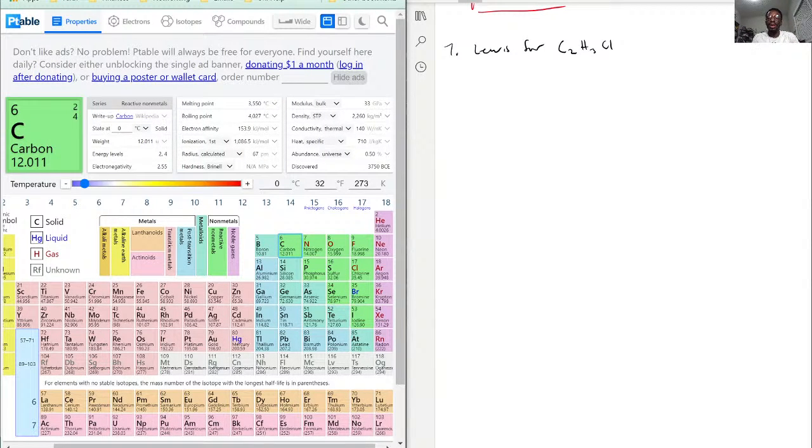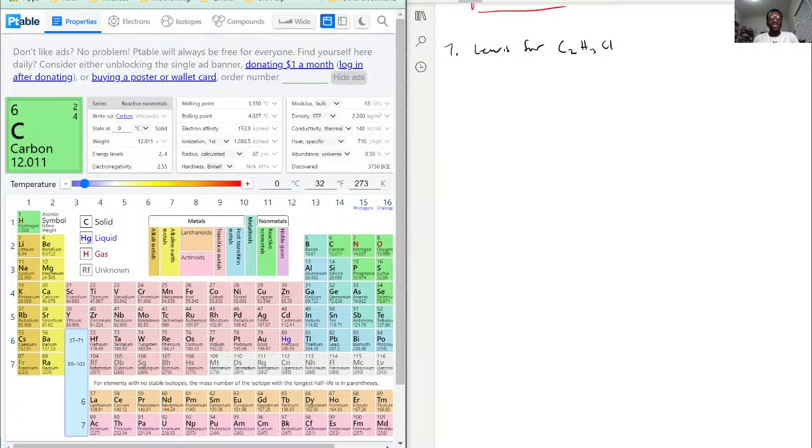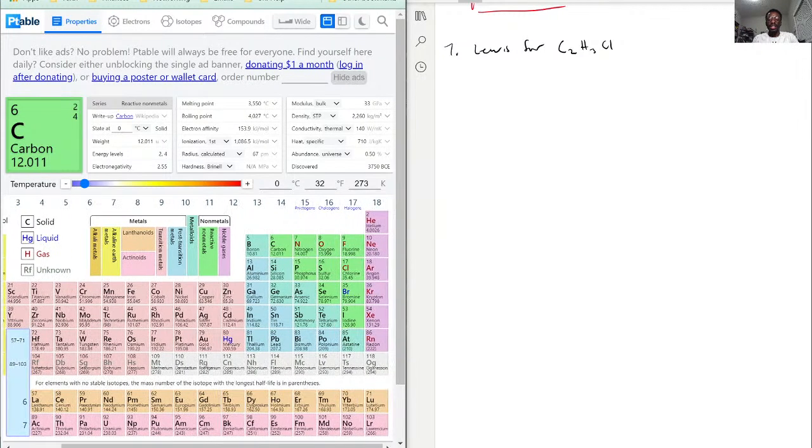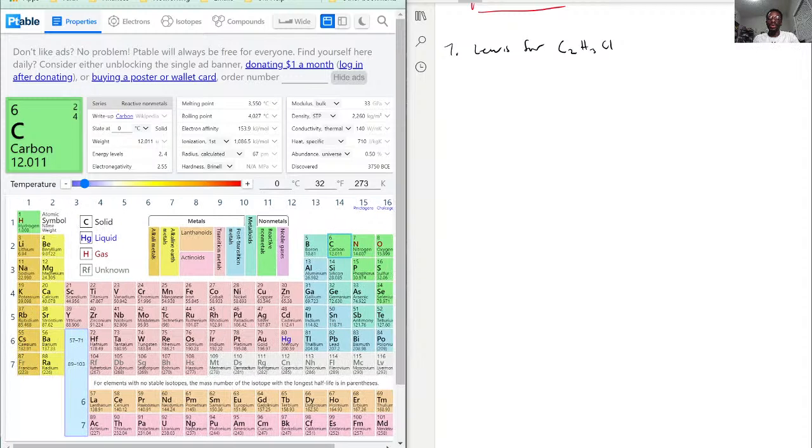It's on the 14th column. Hydrogen is on the first column, so it only has 1 electron. And chlorine is on the 17th column, so that's 7 electrons. So in total, we have 2 carbons, that's 4 plus 4, so 8, plus the 3 hydrogens, so that's 1 each. So that's 8 plus 3, that's 11. Plus now the chlorine is 7, so that's 18 in total. So 11 plus 7, that's 18. So we're dealing with 18 electrons.